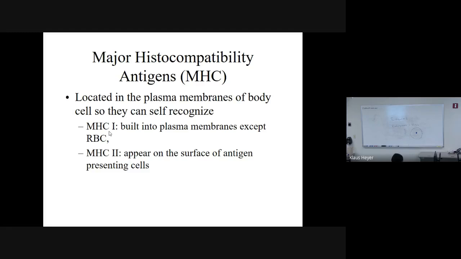Except for our red blood cells, right? Our red blood cells are different. They've got the A or B, the Rh positive, negative, whatever. They've got a little bit of a different system going on. But the rest of our cells use these MHC.